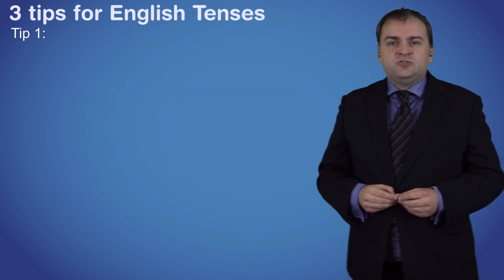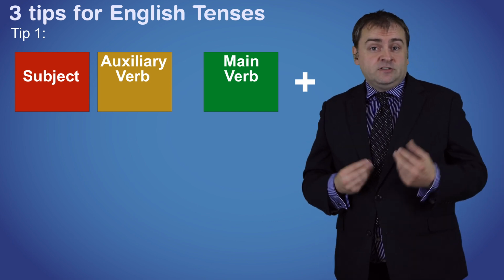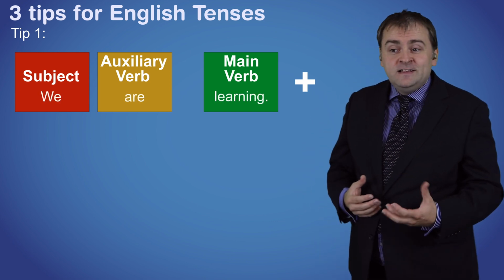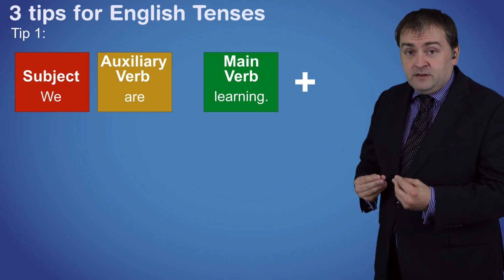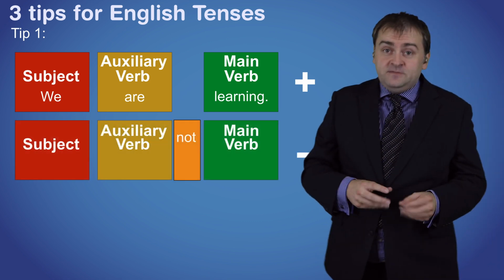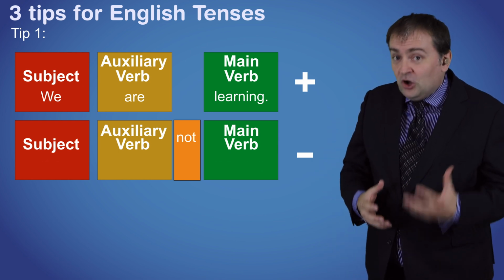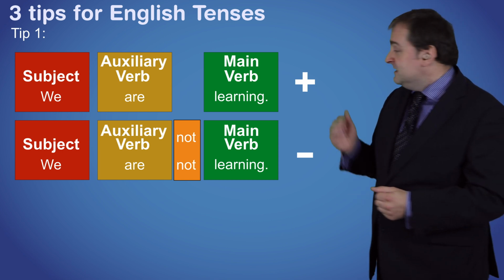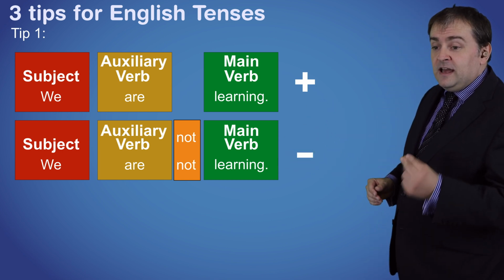Let's look quickly at these structures. The positive, saying that something does happen, for example, we are learning, is the subject, then the auxiliary verb, then the main verb. Then the negative, saying that something doesn't happen, for example, we are not learning, is subject, auxiliary verb, then the word not, and then the main verb.